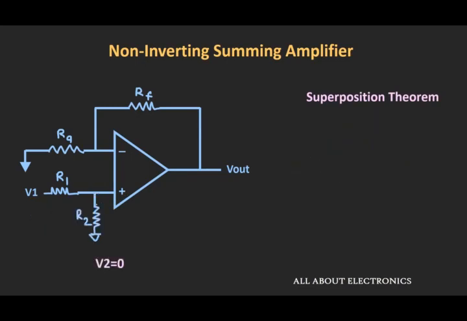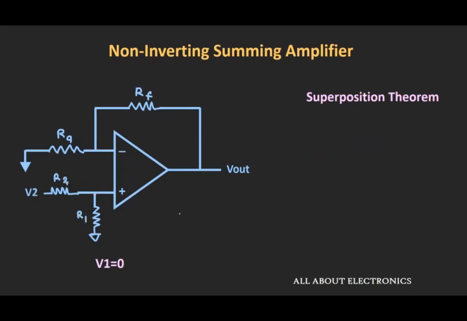So first of all, let us assume that this voltage source V1 is acting alone and we have removed this voltage source V2. That means V2 is equal to 0. So for that case, let us say the voltage at this point is equal to V1 plus. So V1 plus will be equal to R2 divided by R1 plus R2 times this voltage V1.